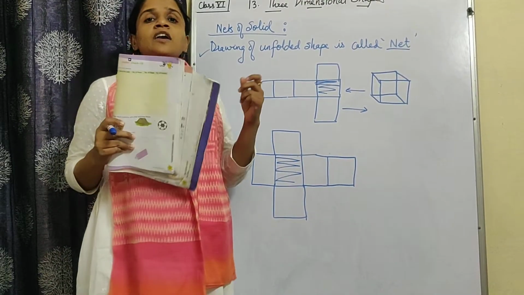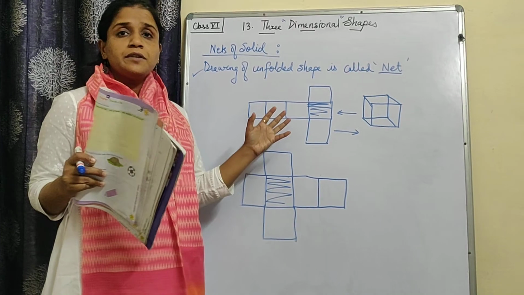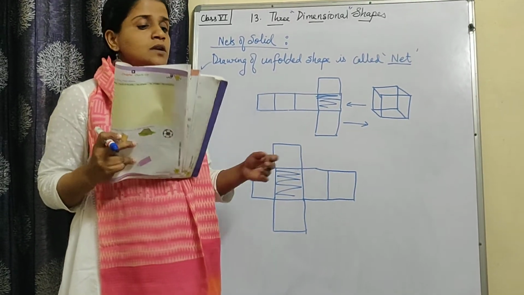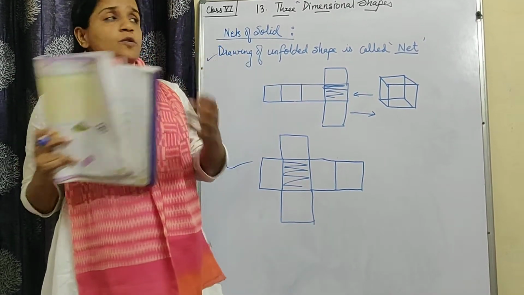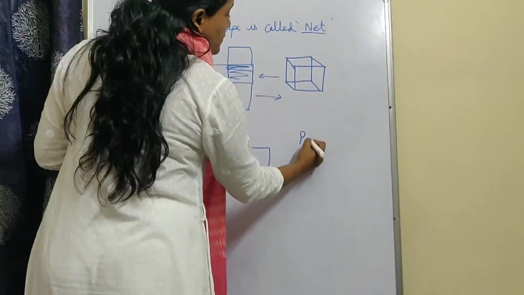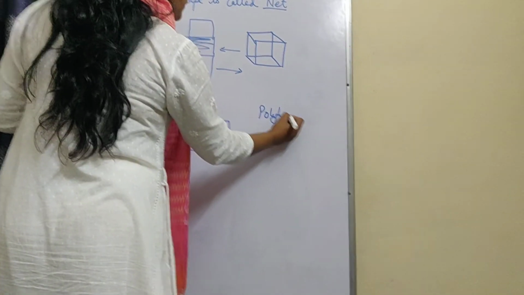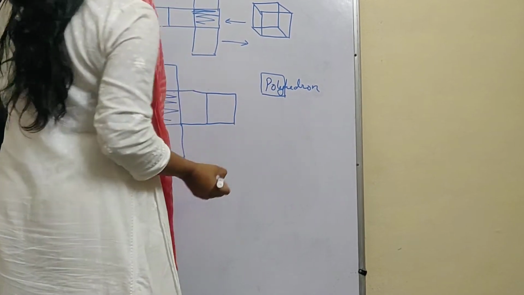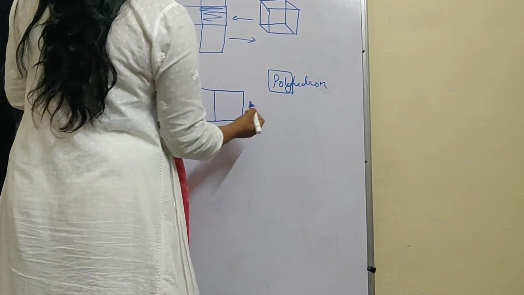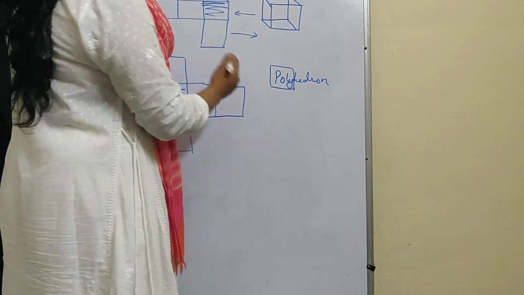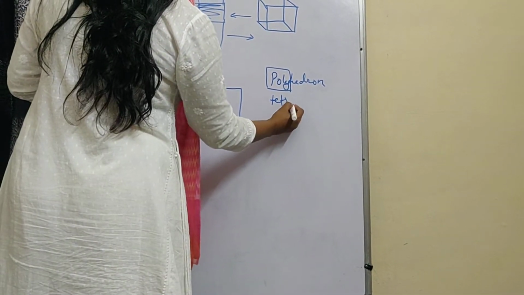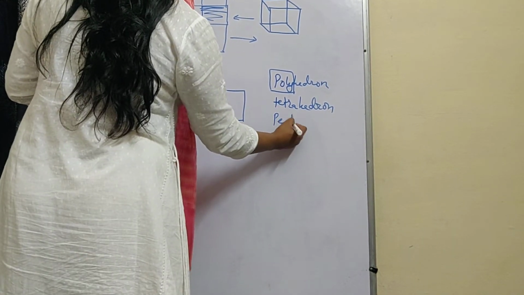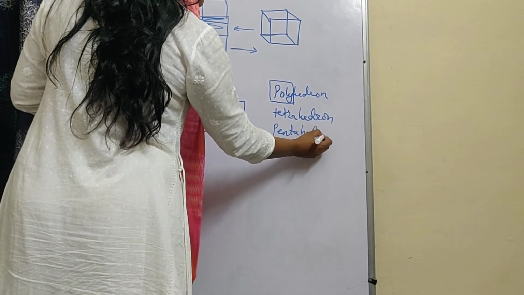So now the next thing which we are going to learn is polyhedron and regular polyhedron. Now what is a polyhedron? Poly means what? Here poly means number of sides. The number of sides will vary. If four sides are there, it will become a tetrahedron. If 5 sides are there, it will become a pentahedron, and so on.